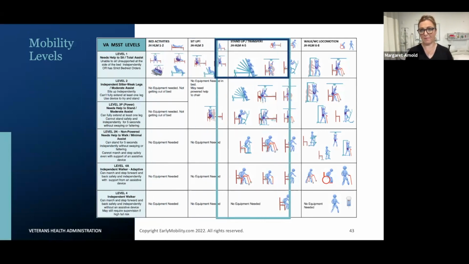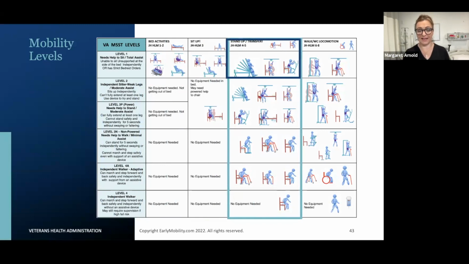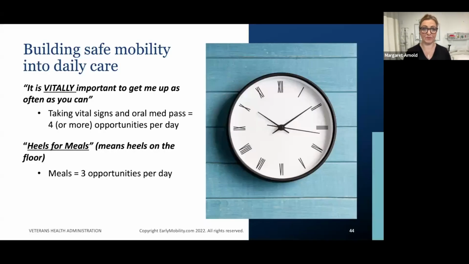So the first step is to see which column we're in. Let's say our goal is standing. Then we look and see what our mobility screen tells us. And in this case, it would be level 2, moderate assistance. Use the powered devices to help you stand. And this can be applied to any mobility goal, any mobility level.